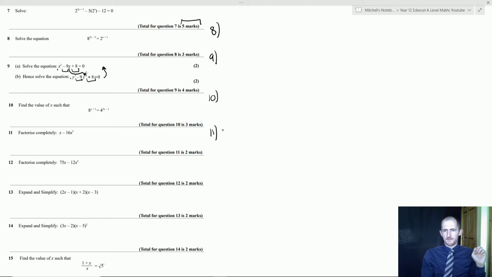So, factorize completely. What it means to factorize is, a factor is just something that divides into a number, or in this case, something. So into our terms, what is the biggest thing we can divide both x and 16x cubed by? Well, the only thing they have in common is 1, which I'm not going to bother writing, and x. We can divide both of these by x, we can pull that out. x divided by x gives me 1. 16x cubed divided by x gives me 16x squared. That is factorized completely. 2 marks. Pretty quick.